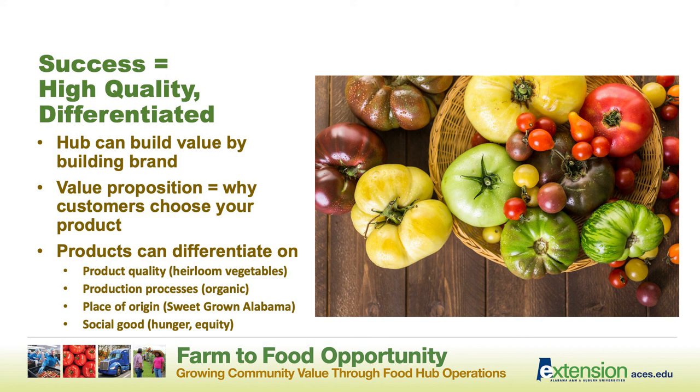When we consider product differentiation in terms of the food system, we are particularly focused on extraordinary product quality, for instance, chef-quality heirloom vegetables. Sometimes production processes like organic, heirloom, or grass-fed are a differentiator, and place of origin can be a hallmark of a differentiated product, like fruit from a specific county or region.